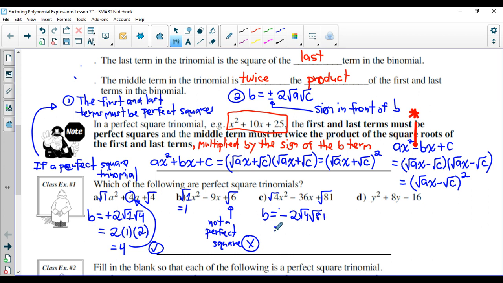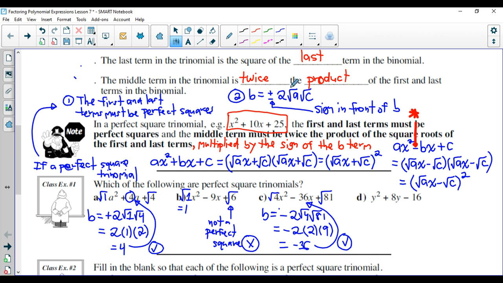And then this would be equal to negative 2 multiplied by the square root of 4, which is 2, the square root of 81 is 9. And then if I multiply those together, negative 2 times 2 would be negative 4, and then negative 4 times 9 would be negative 36. So what we're doing is we're trying to see if we perform this test, do we get the actual value of the middle term b when I plug the numbers in here? And in this situation, you do. Okay, you do get the negative 36. Therefore, yes, that is a perfect square trinomial.